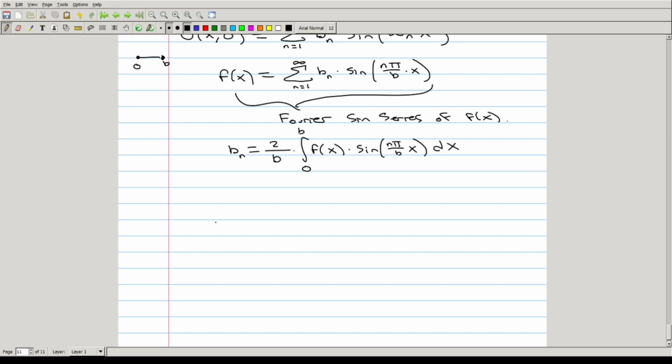I'll just do one specific example here. This is relevant to the homework problem. And that is, let's go through and do this for the specific initial condition u of x, 0, equals f of x, equal to x on the interval from 0 to b over 2, and from b over 2 to b, the function b minus x.